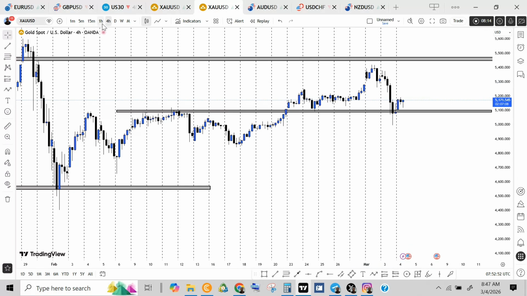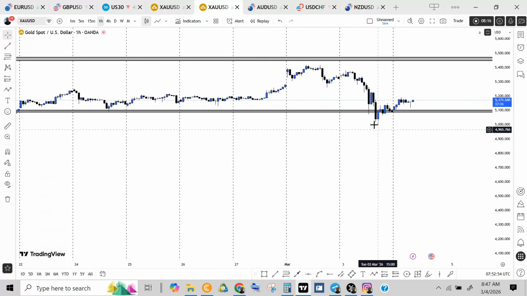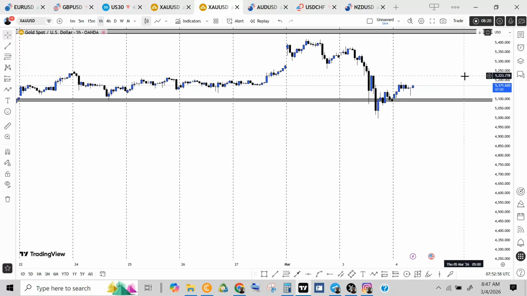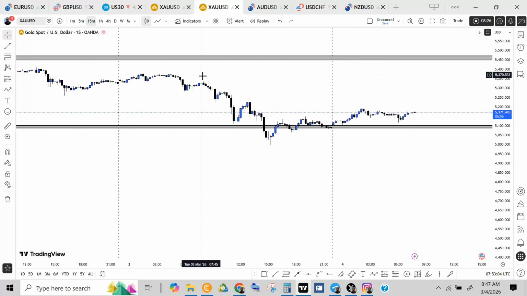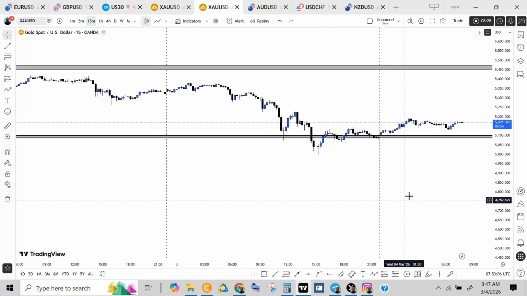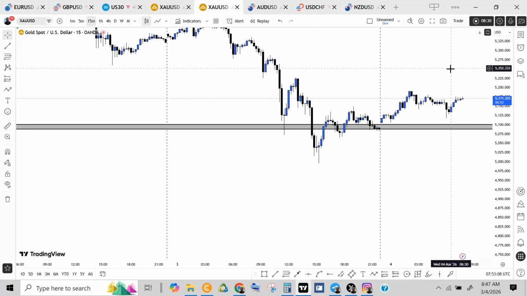Okay. Now, if you go to the 1 hour, can you see a structure? We can actually see a little bit of a structure, but this is not a tradable structure. So you go down to the 15 minutes time frame. I believe that this is the very simplest way to understand.